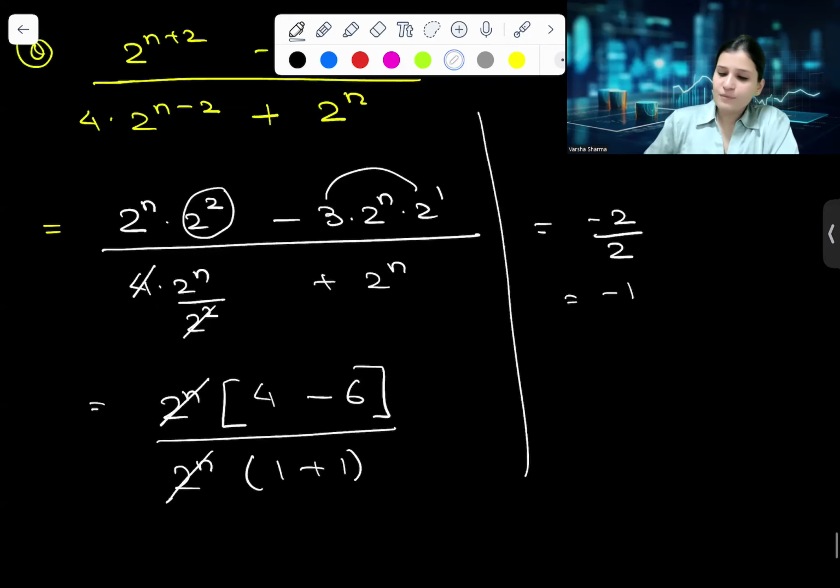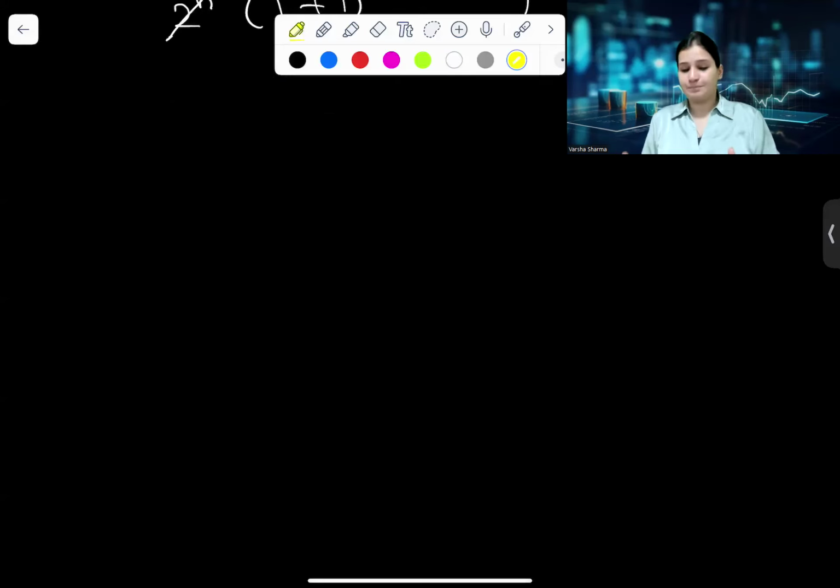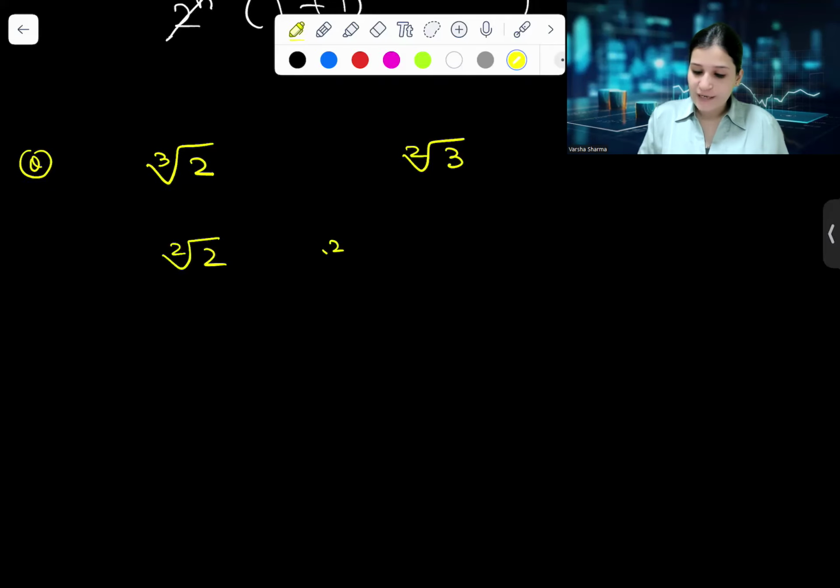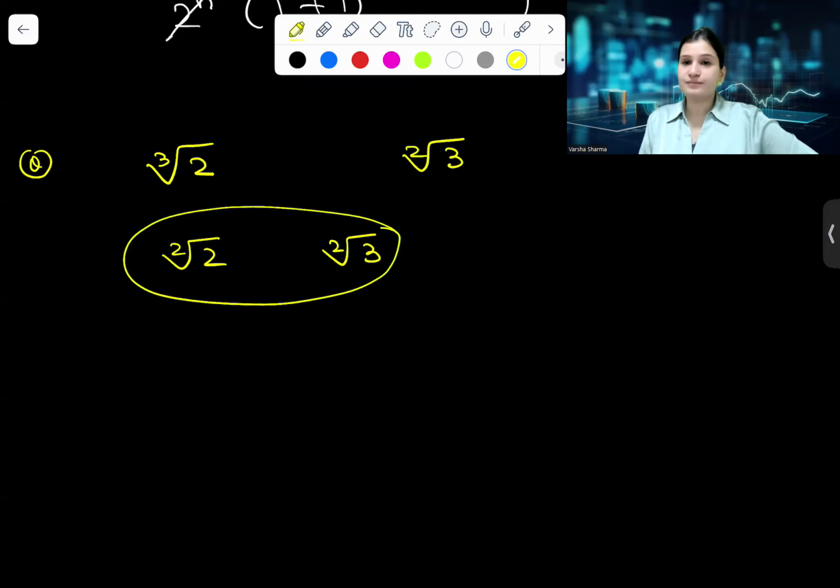Now, for powers, if I want to compare them, for example, I have cube root 2 and I have square root 3. What I want to know is which one is larger. If I would have written instead of this square root 2 and square root 3, we would have known directly which one is larger. In this example, which one is larger? Square root of 2 or square root of 3, which number is larger?